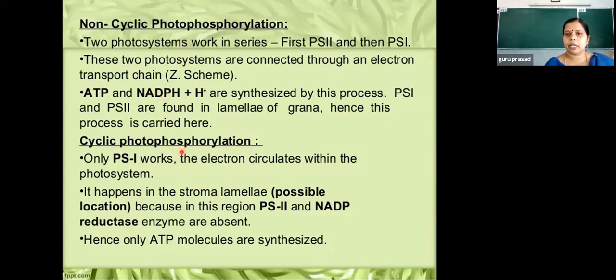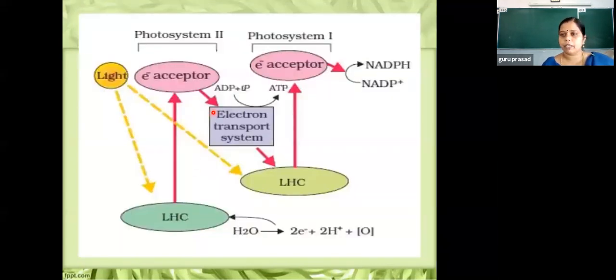The difference between cyclic photophosphorylation and non-cyclic photophosphorylation. Diagrammatic representation of non-cyclic photophosphorylation, where photosystem 2 is functional. Why? Because it has the absorption capacity of 680 nanometer. First, light will come as 680, then 700. That's why this will become functional at 680 nanometer wavelength itself. That's why photosystem 2 is functioning fast.